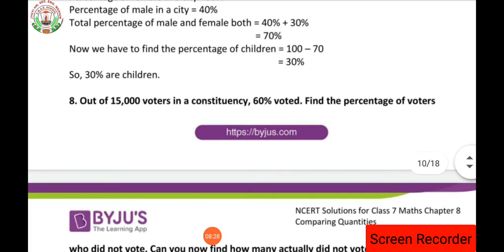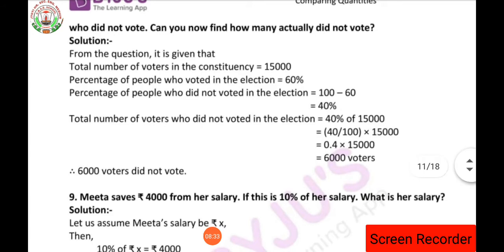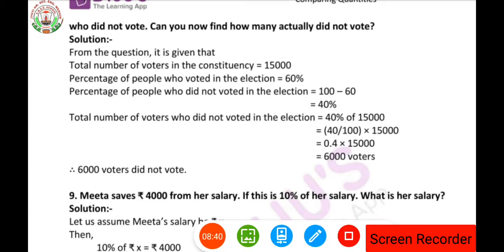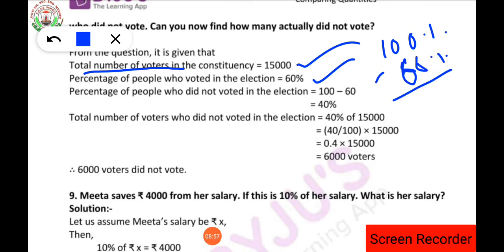Find the percentage of voters over here. So here in this question we are going to find the percentage of voters and also the percentage of the people who did not give their vote. Okay, so how many total number of voters are there? Total number of voters are 15,000. The percentage of people who voted in the election is 60%, and as we know that the total percent is 100, so 100 minus 60%, how much will it be?